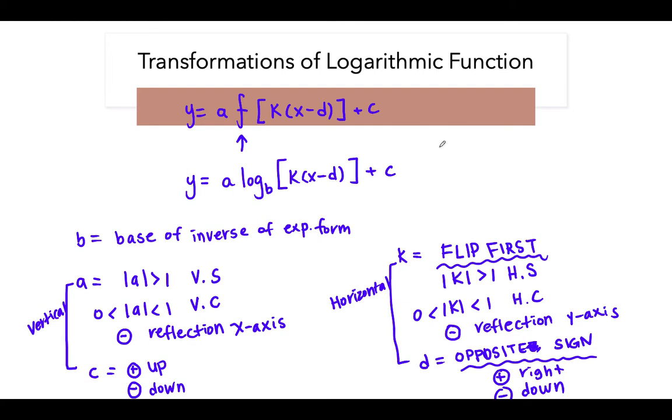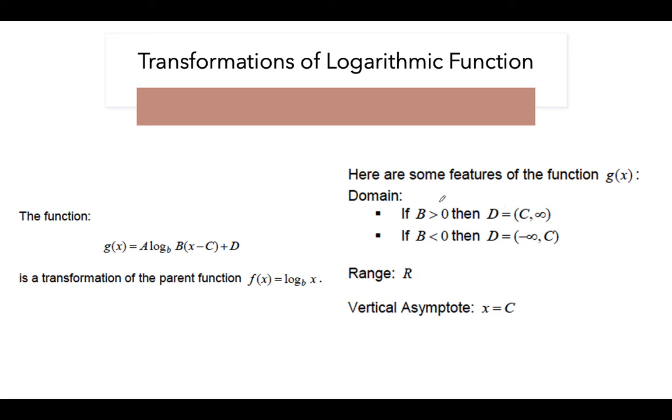If you like to use a mapping rule, then the mapping rule looks like this. (x, y) goes to (1 over k, flip it, and then do the opposite sign for d, and then a y plus c). Keep in mind, letter b in this case is just telling you what the base of the parent function is going to be. Okay, so this is a review.